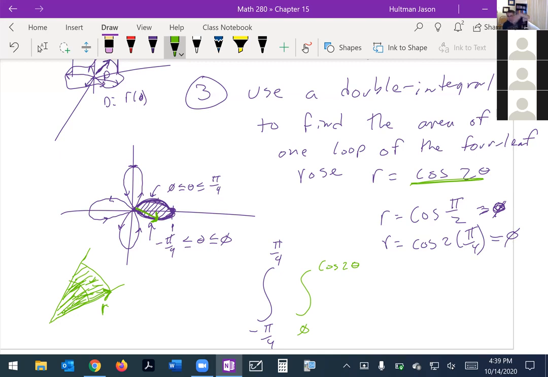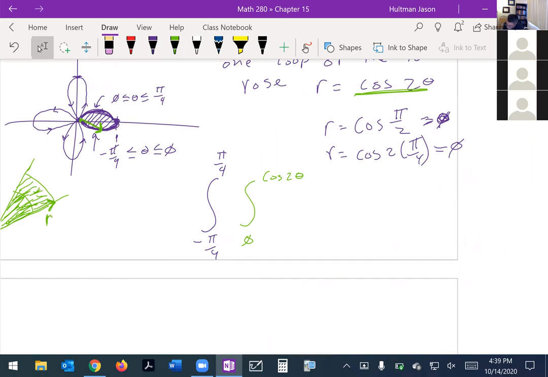It starts here at 0. At negative pi over 4, r is 0. And then it starts sweeping out, and it's dictated by that function, how far out my vectors go. It sweeps out the whole thing.